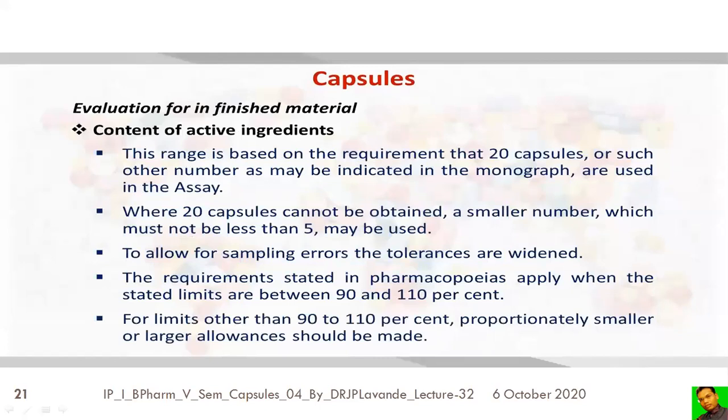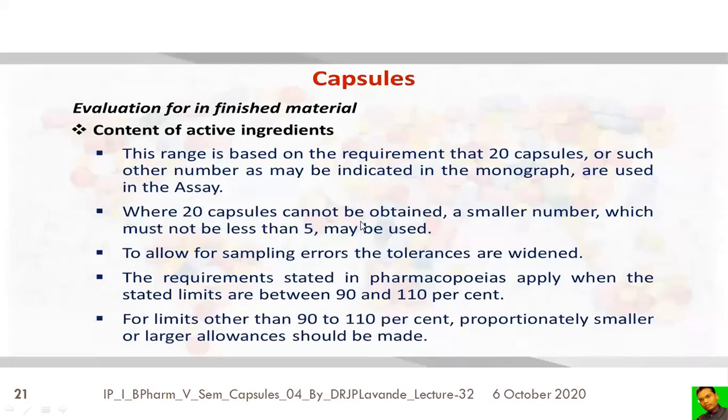The next evaluation is for the finished product: content of the active ingredient. This is based on the requirement of 20 capsules. So we need to take 20 capsules or such other number as may be indicated in the monograph. Generally, 20 capsules are taken if it is not mentioned in the monograph. And if it is mentioned, the number of capsules should be selected according to the monograph. And these are used in the assay.